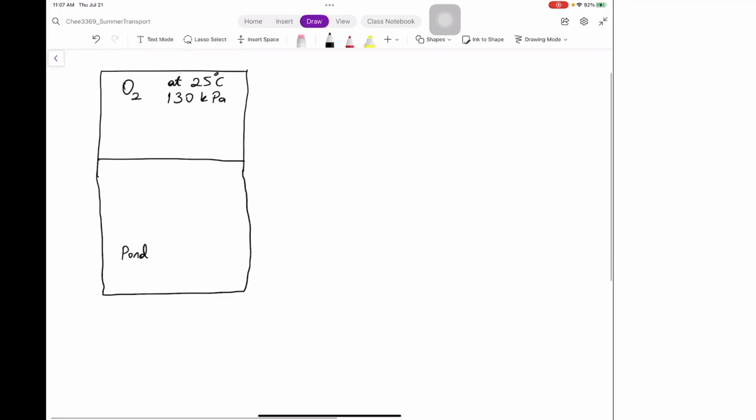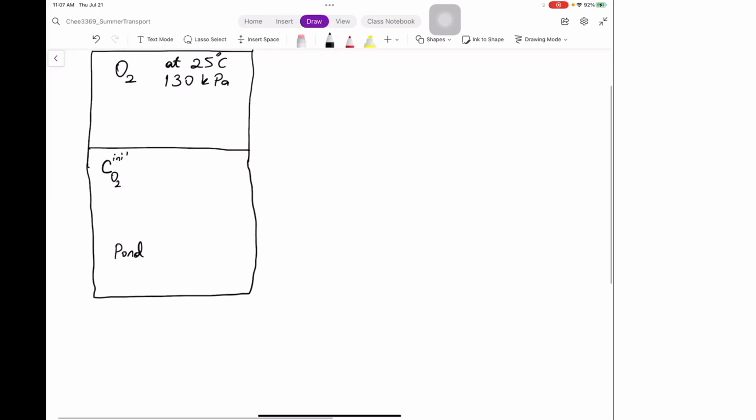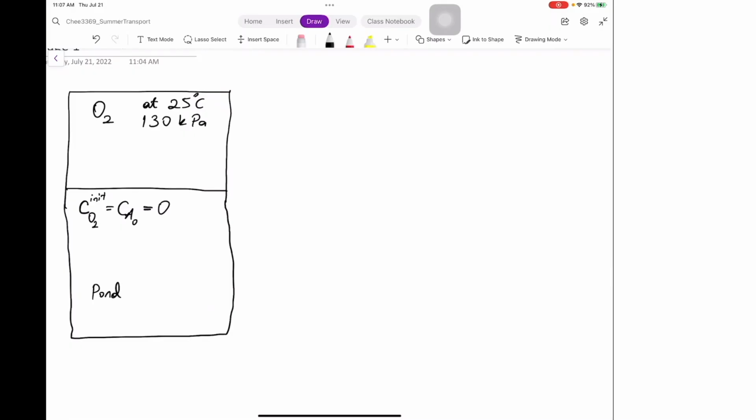So initially, the concentration of the O2, let's say CO2, let's call it CA0, is equal to 0. There's no oxygen in the pond. And let's see how the oxygen diffuses and how much oxygen you're going to have after some time at a particular depth.